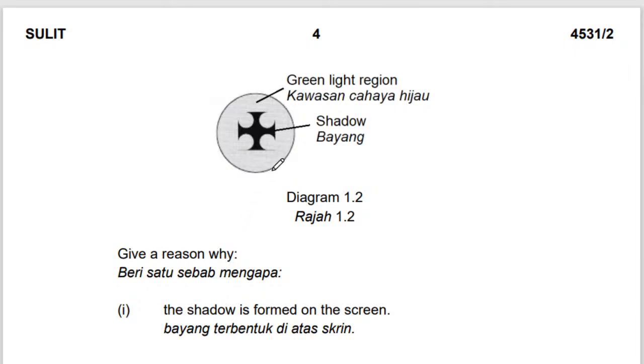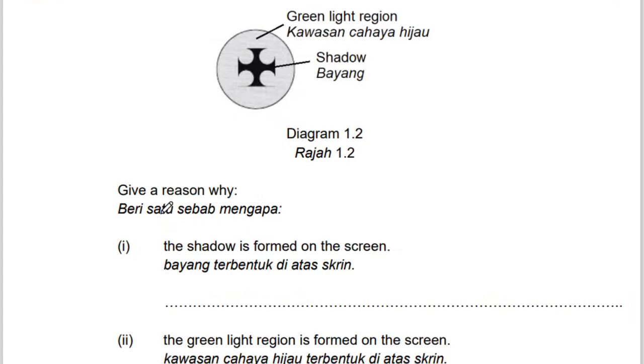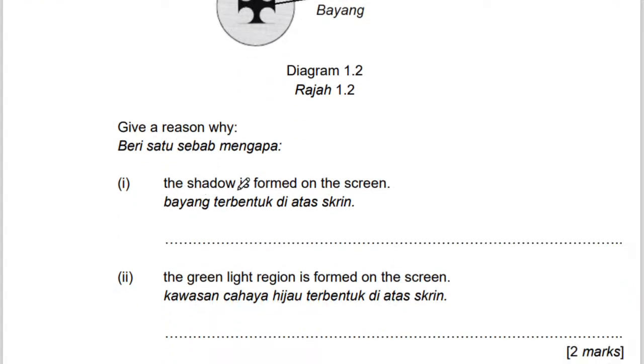Now look at the question. This one is when S1 and S2 are switched on. So the shadow is formed. Give a reason why the shadow is formed on the screen. Why is the shadow formed on the screen?